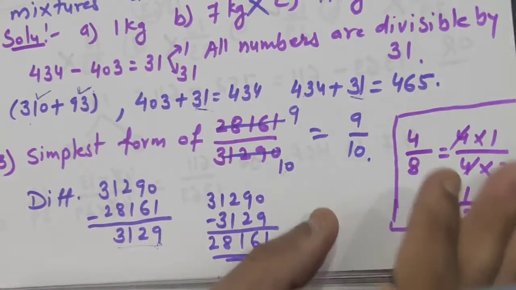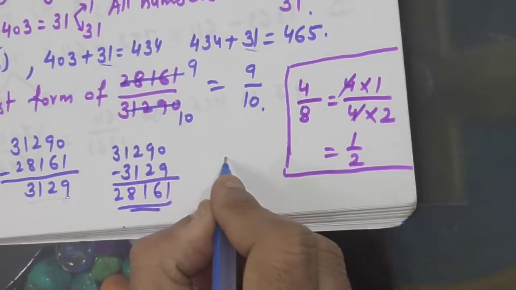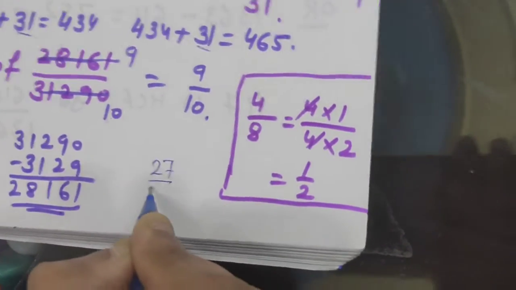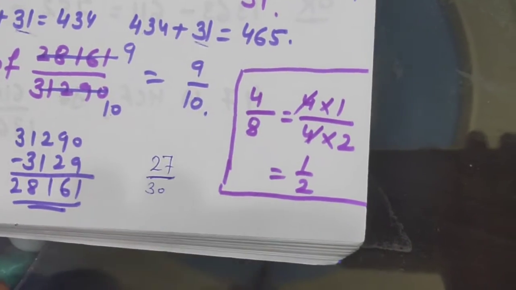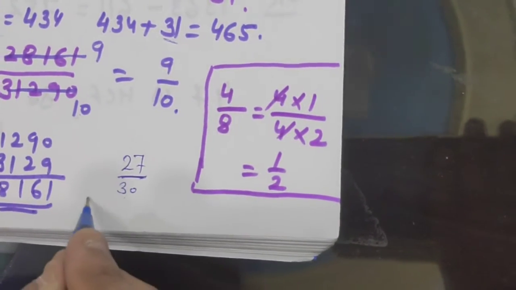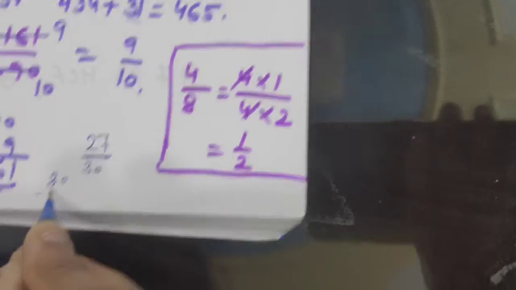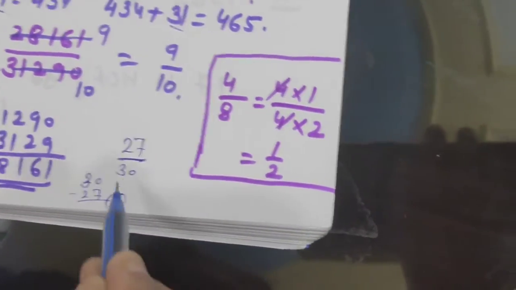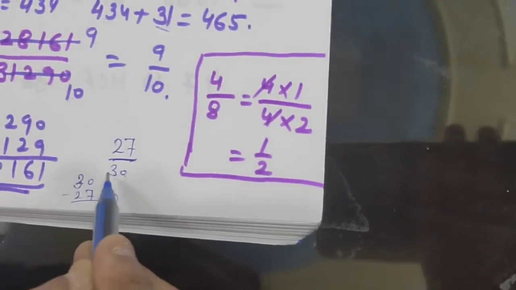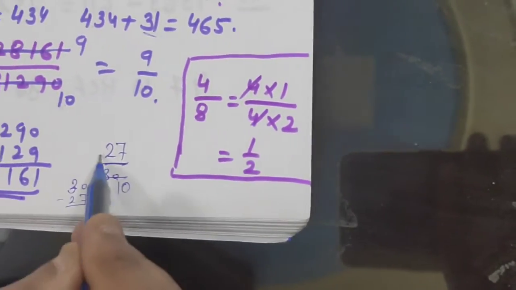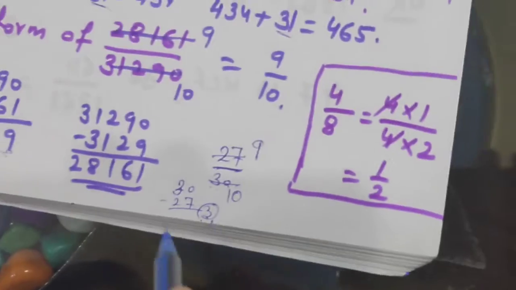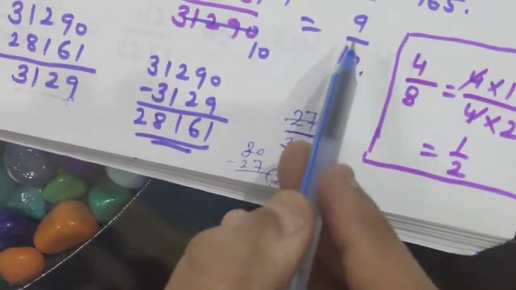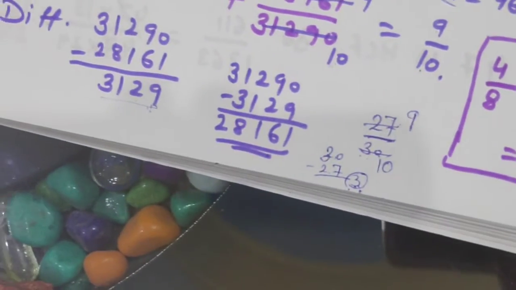Have you got it? Not? Okay. I'll explain with a small example. Like here I am having 27 upon 30. Right? 30 minus 27, what will come? It is 3. Right? So if I am cancelling this number by 3, 3 into 10, this will be 9 obviously. Why? Because difference of this is 3. So it is 1 lesser than this. So I have got 9 upon 10.